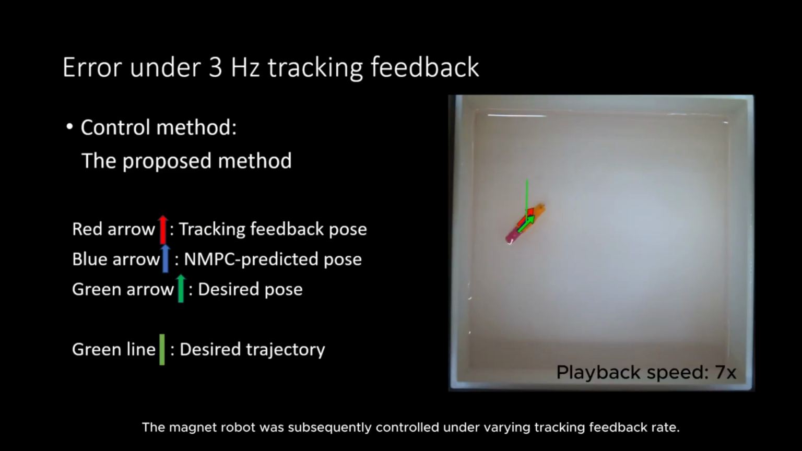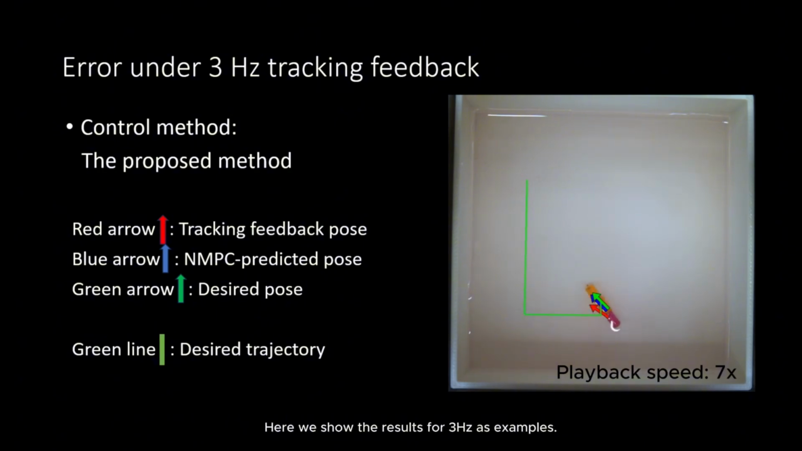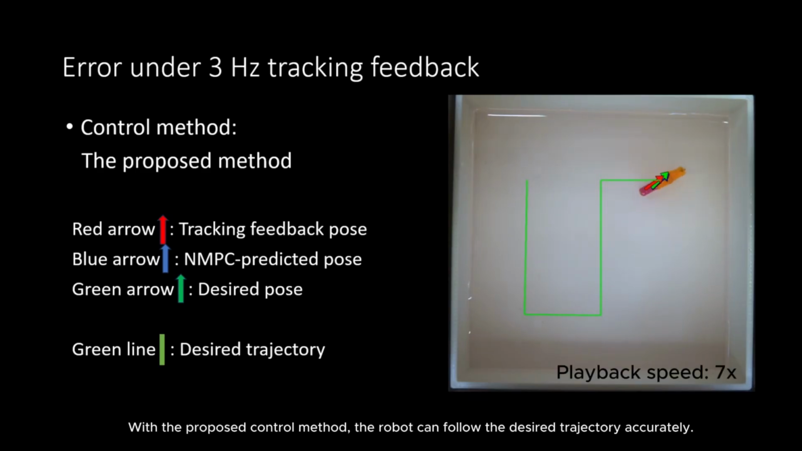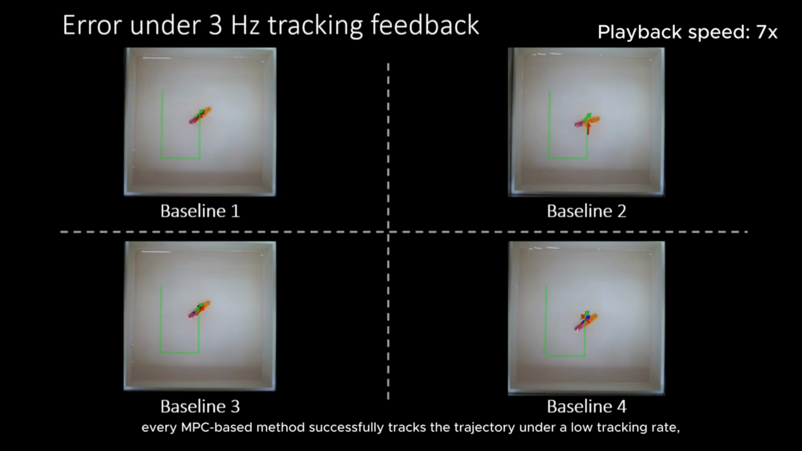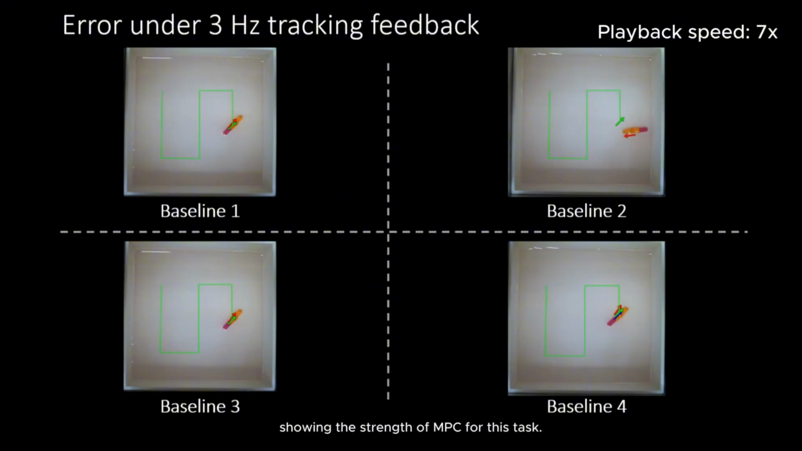The magnet robot was subsequently controlled under varying tracking feedback rates. Here we show the results for 3 Hz as an example. With the proposed control method, the robot can follow the desired trajectory accurately. These are the baseline results. Aside from baseline 2, which relies on PID, every MPC-based method successfully tracks the trajectory under a low tracking rate, showing the strength of MPC for this task.